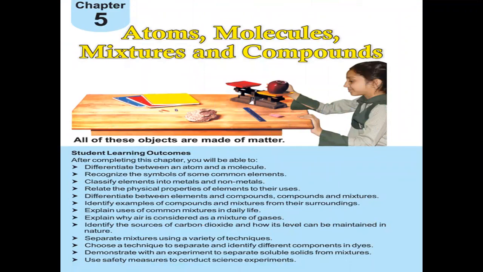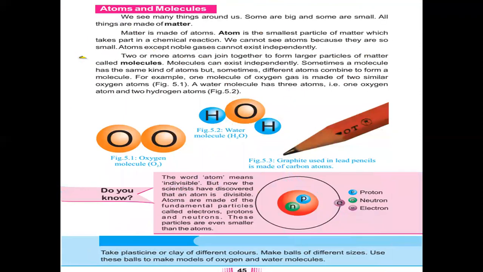Here we are on chapter number 5. In that, first of all, we will see about matter, an atom and a molecule. Then we'll see some elements, types of elements, metals and non-metals, some properties of them, and compounds, mixtures, and their uses, as well as we will see different techniques to separate out the mixtures. So let's get started.